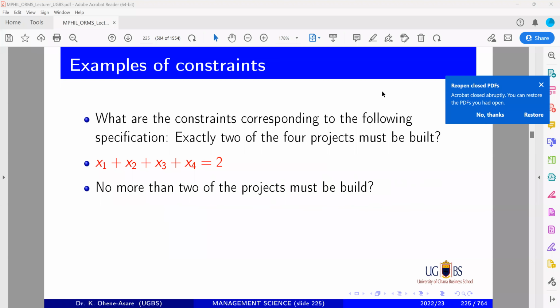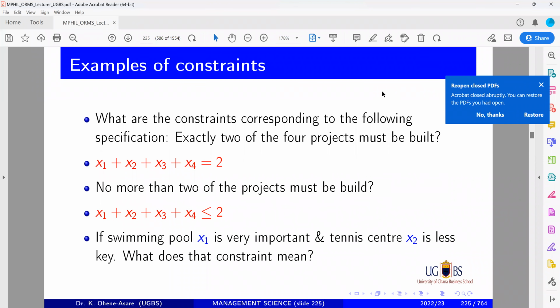Super. Now, what if you had a statement that says swimming pool is x1 and it is very important and tennis is less important? What does this constraint mean? You have been told in the story that swimming pool is very important, although tennis is less important. How would you write this?